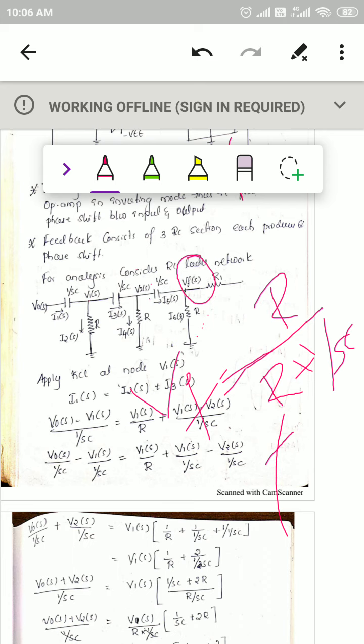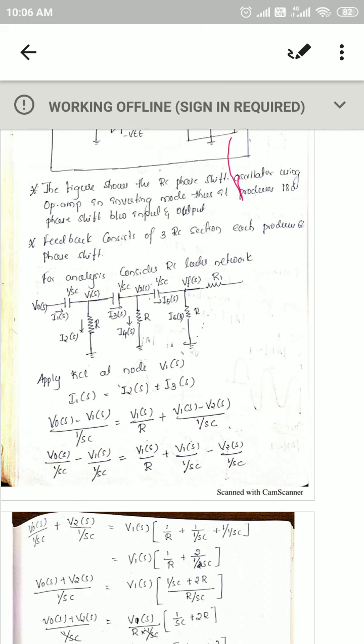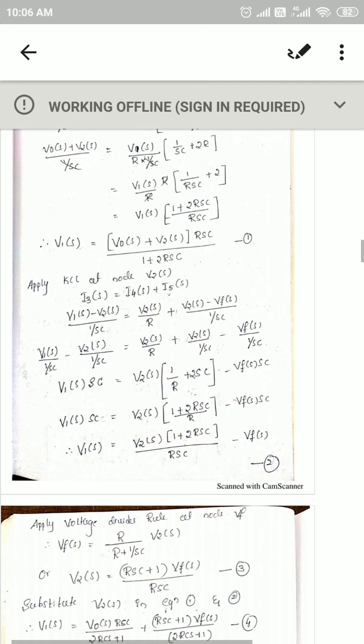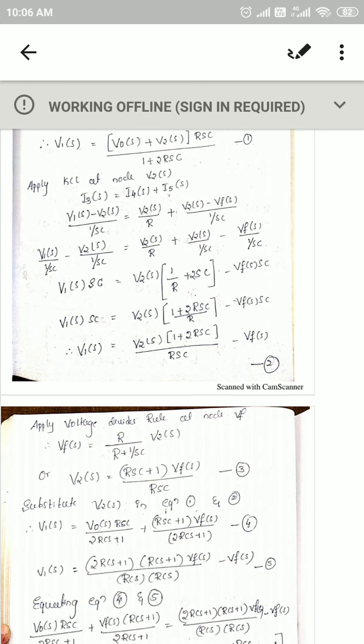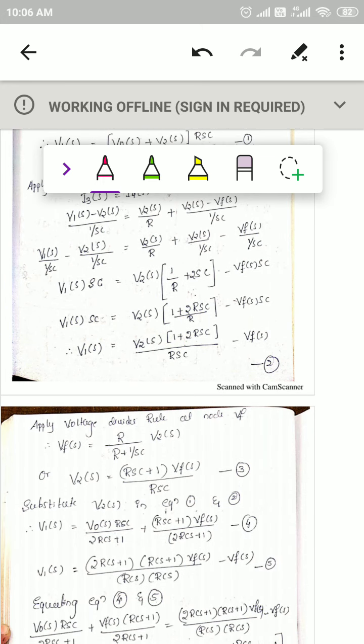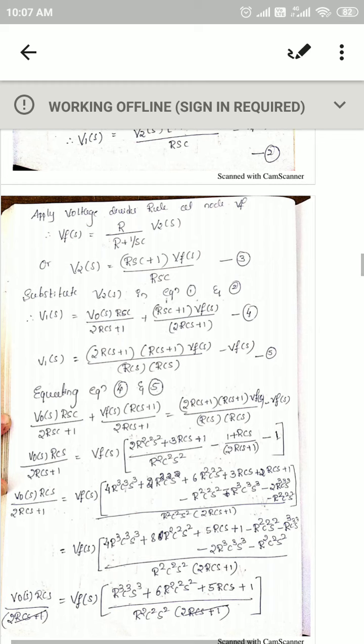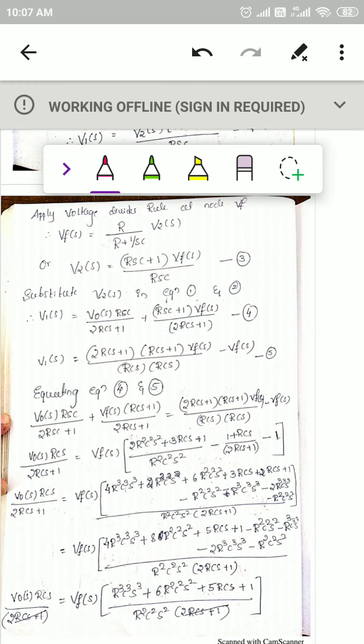According to the voltage divider rule, calculate the VF of s. So here VF of s is given like this: VF of s is equal to R divided by (R plus 1 by SC) into V2 of s. Now from this, just rewrite this equation and read it for V2 of s. Calculate V2 of s. Now substitute this V2 of s in equation numbers 1 and 2, which we calculated here.